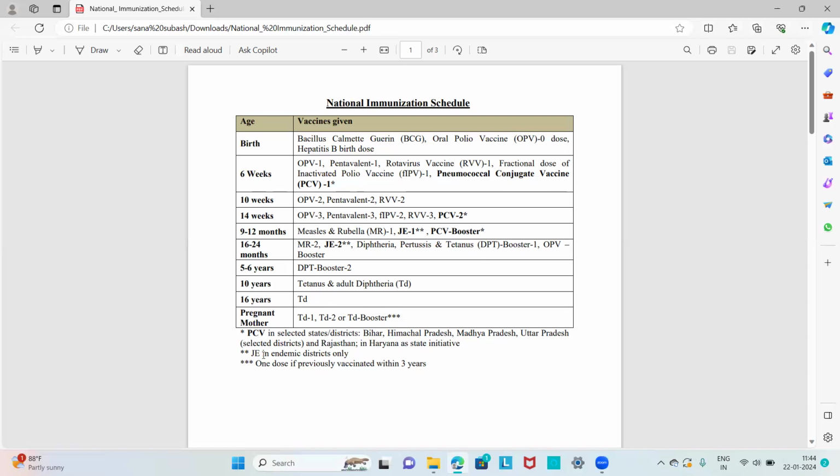And the JE, Japanese encephalitis vaccine, is given only in the endemic districts, and the PCV is also given in selected states or districts like Bihar, Himachal Pradesh, Madhya Pradesh, Uttar Pradesh, and Rajasthan, and in Haryana as a state initiative.